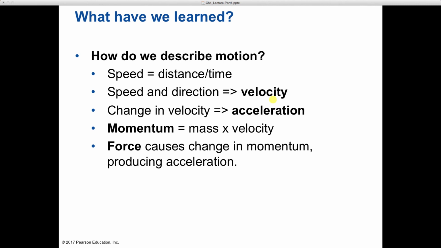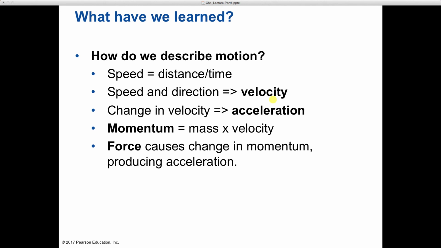So to summarize, these are important things to remember. Speed is just distance divided by time. Velocity is speed and direction. And acceleration tells you how the velocity is changing. And so you can have an acceleration if the speed is not changing, but the direction is changing. Or you can have an acceleration if the speed is changing, but the direction is not. Or you can have both changing. You can have both speed and direction changing.